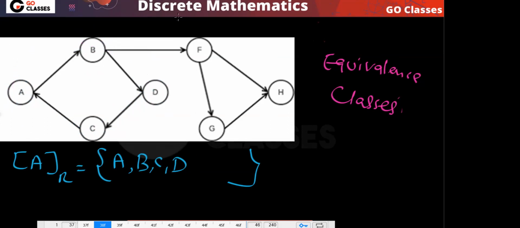What about A comma F? A comma F are not strongly connected. A comma G is not strongly connected. A comma H is not strongly connected. There is a path from A to H, but there is no path from H to A. So they are not strongly connected. So this is the equivalence class of A.